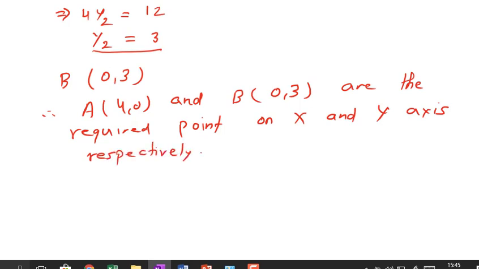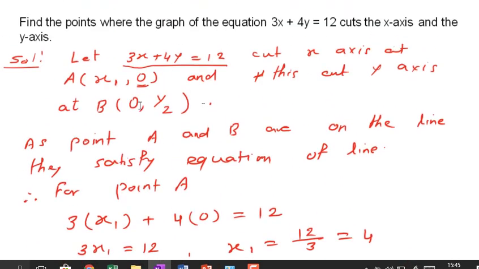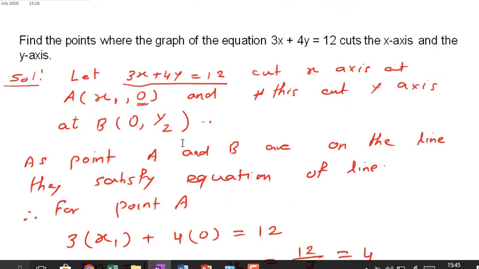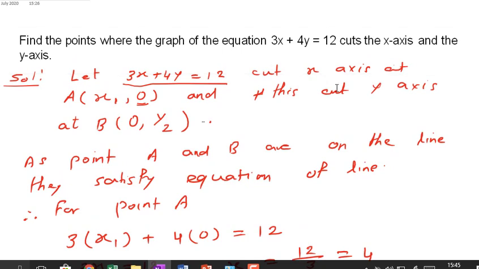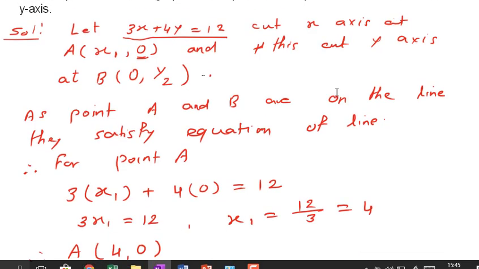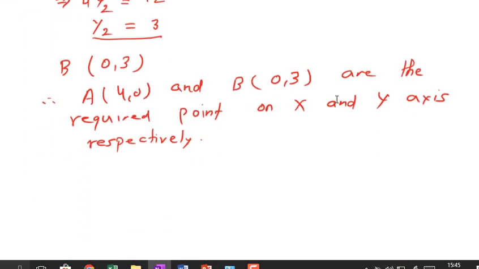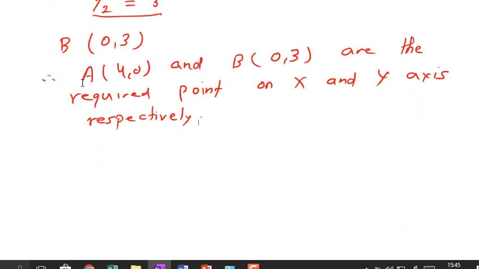I hope you understand this question. Again, our question is: find the point where the graph of the equation 3x plus 4y equal to 12 cuts the x-axis and y-axis. We don't know the point and we have to find only the point. They have not asked us to draw the graph. If you are drawing the graph, it is fine, but it is not mentioned in the problem that you have to draw the graph. You have to only find the points along the x-axis and y-axis. After getting the points, you can plot the graph. It is up to you.